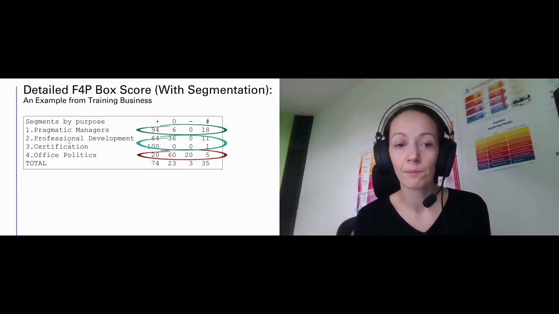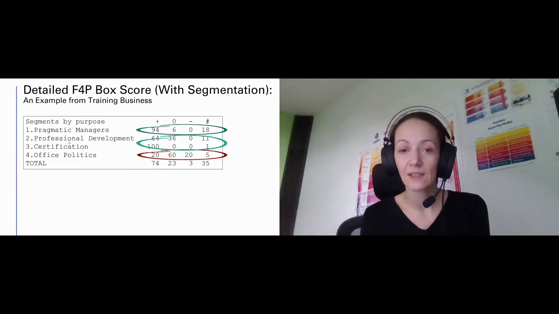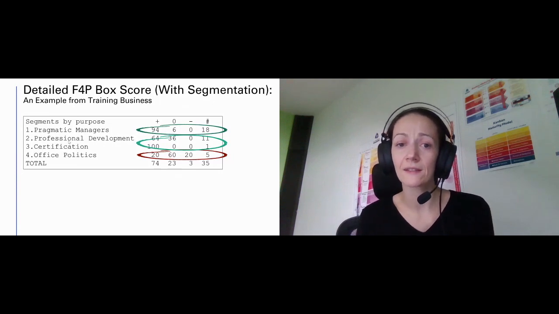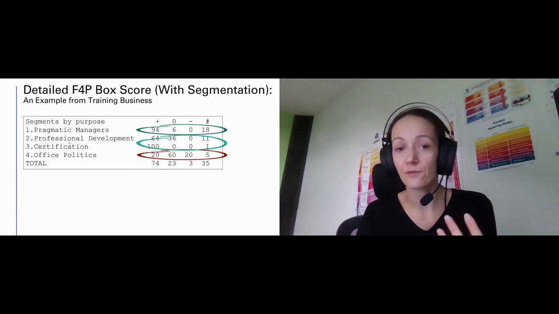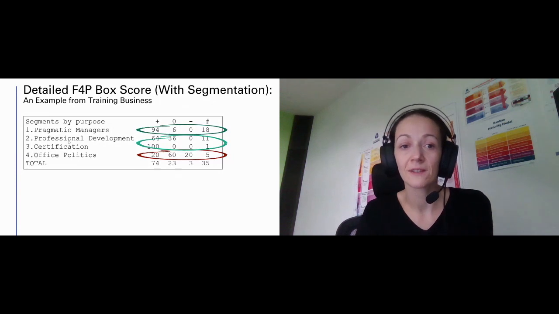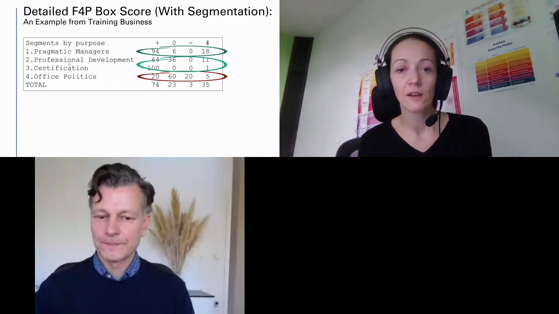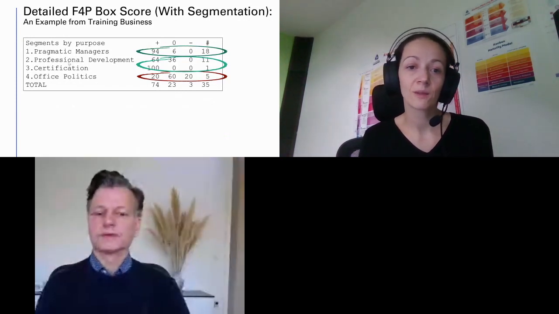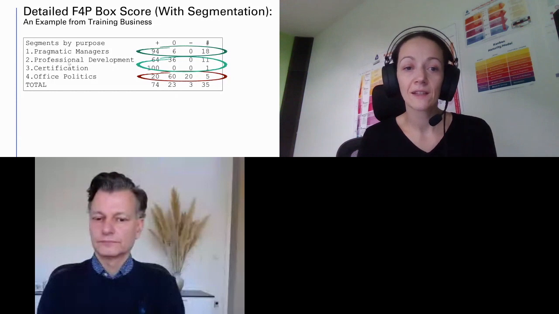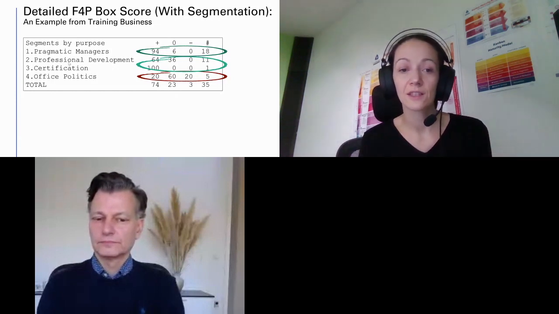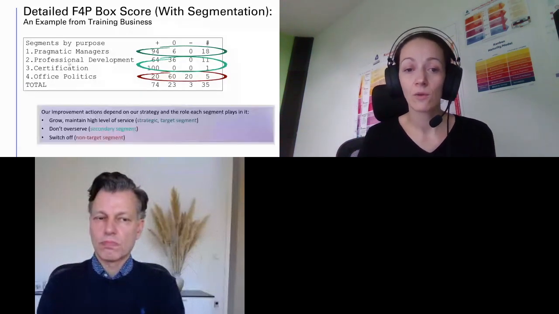But when you look at segment number 4, office politics, you have 20% positive answers, 60% neutral, 20% negative answers. And this way you can see that there should be completely different sets of actions taken for these different groups of customer purpose and market segments. And also based on what product and service we deliver, we identified that the first segment, pragmatic managers, is our strategic and target segment. Second and third, professional developers and certifications, are the secondary segment. And the fourth one is not our target segment.